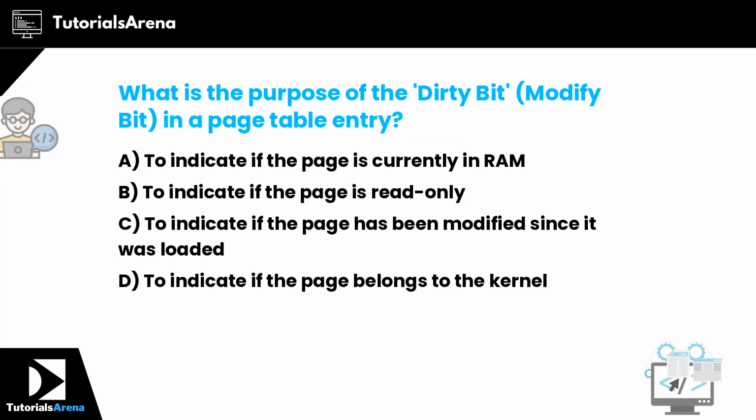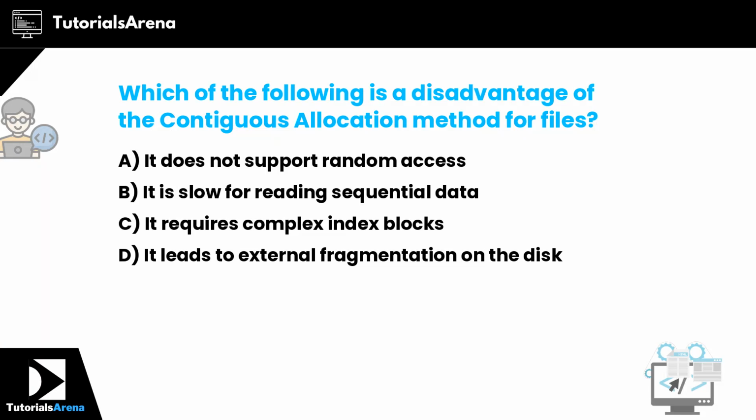What is the purpose of the dirty bit, modify bit, in a page table entry? The correct answer is option C, to indicate if the page has been modified since it was loaded. Which of the following is a disadvantage of the contiguous allocation method for files? The correct answer is option D. It leads to external fragmentation on the disk.